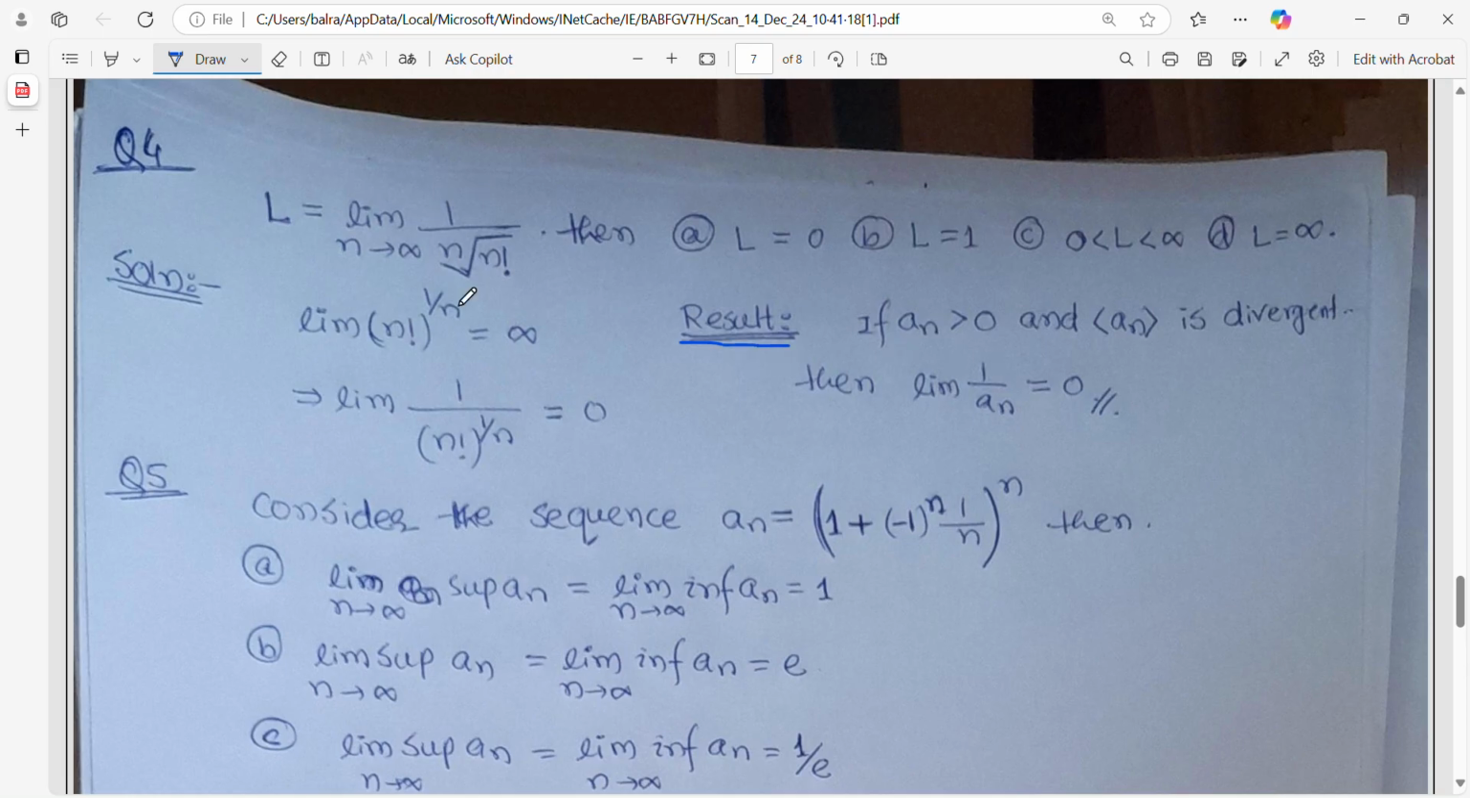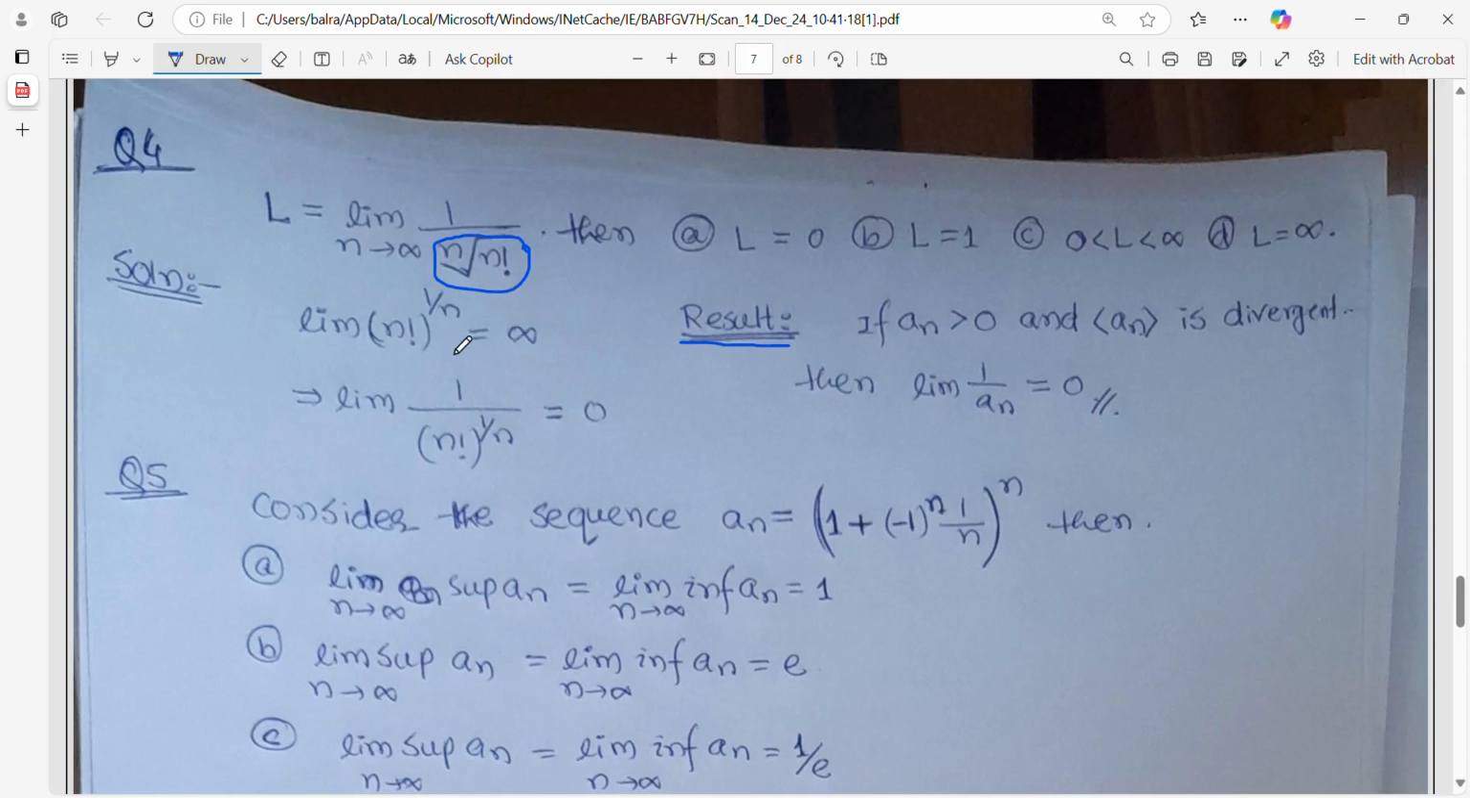If an is greater than 0 and an is divergent, meaning it is positive and divergent, then limit of 1 by an is equal to 0. So we have limit n tends to infinity of n factorial to the power 1 by n, and we can write this in this form.